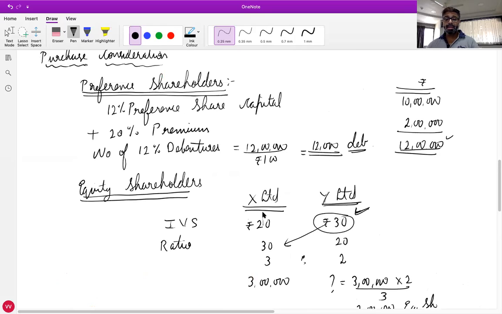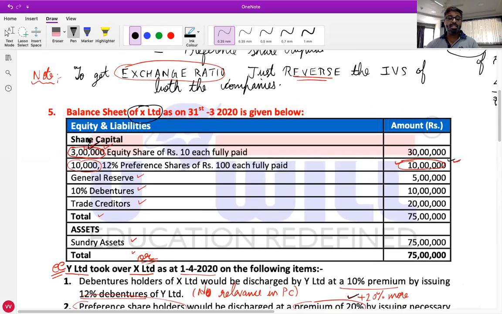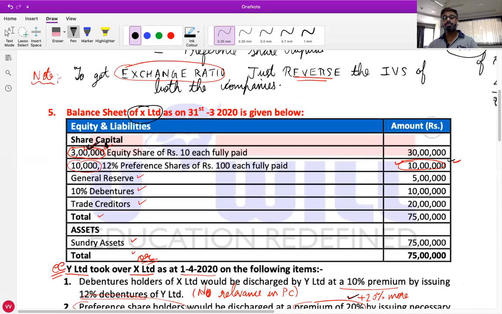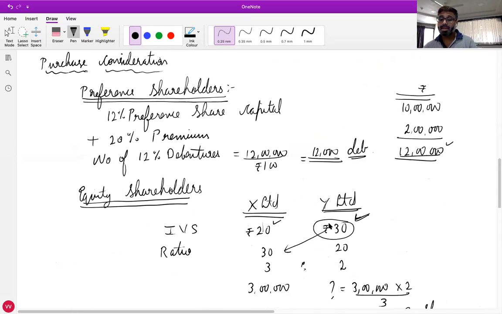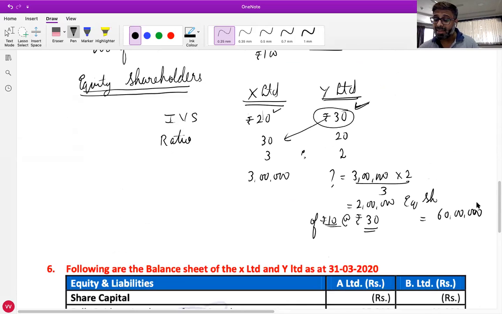And you can see X Limited has how many shares? X Limited has 3 lakhs. What is the value of an X Limited share? 20. So 3 lakhs into 20, what is its value? 60 lakhs. Are we giving them the same 60 lakhs or not? Yes. But because we are giving them 30 rupees valued shares, we have to give them how many shares? 2 lakhs.